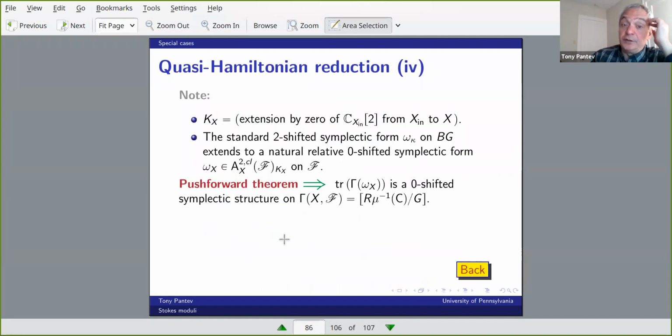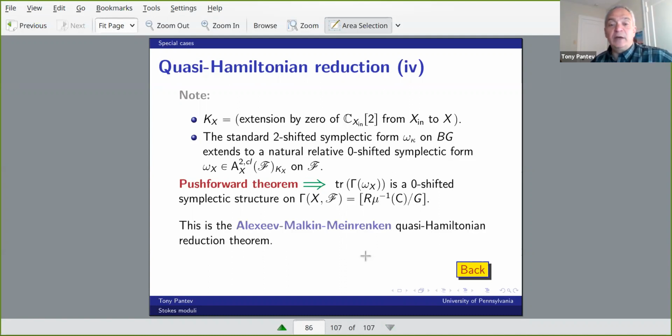The dualizing sheaf is still the extension by 0 from the open stratum of the constant sheaf, now shifted by 2 because the dimension is 2. And the standard two-shifted symplectic form on BG extends to a natural relative zero-shifted symplectic form on that constructible sheaf of stacks, whose trace of a push forward is exactly the zero-shifted symplectic form on the derived fiber of the moment map over that conjugacy class modulo G. So that's the Alekseev-Malkin-Meinrenken quasi-Hamiltonian reduction theorem, again at all points with no qualifications.